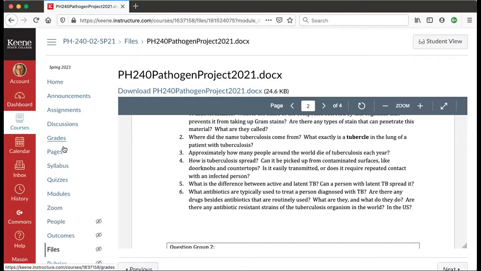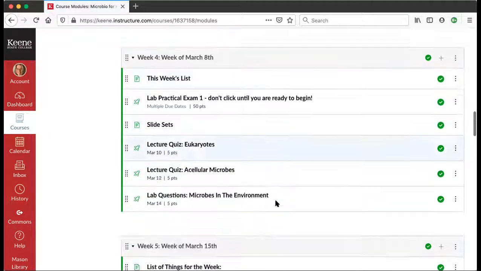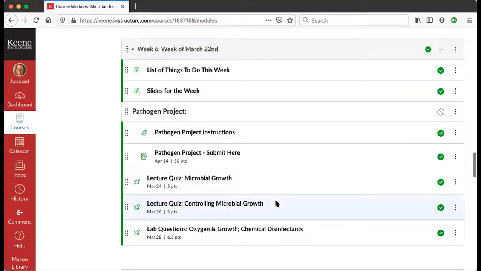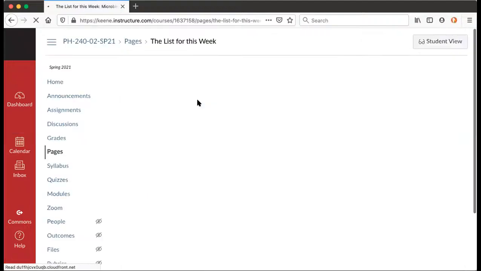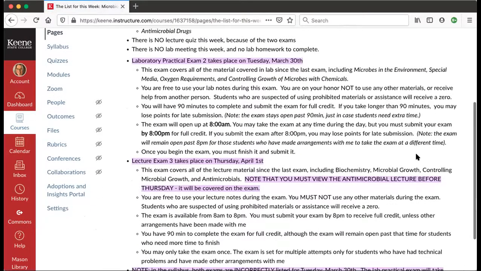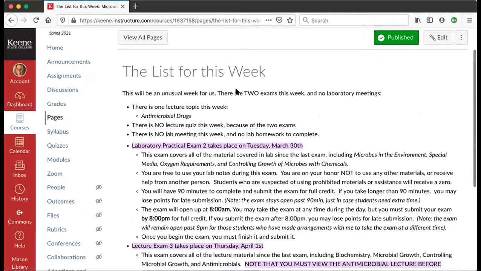I'm going to go back now and pull up our Canvas screen again. I just want us to take a look at what's coming up. If we go forward to next week, just so you have this on your radar, we have a very unusual week next week. So that's why I wanted to call your attention to it. You actually have 2 exams in 1 week and no laboratory meetings next week. So just so you know, this is coming up next week.